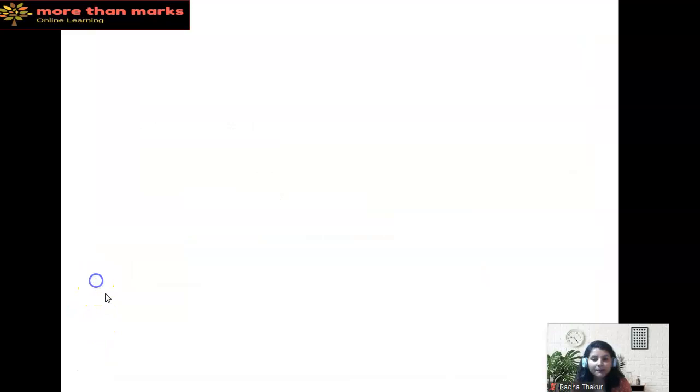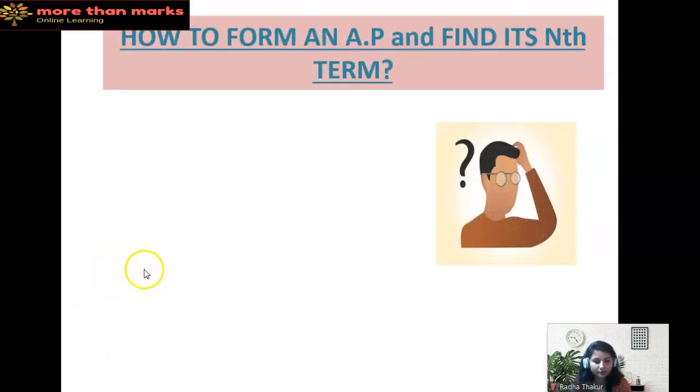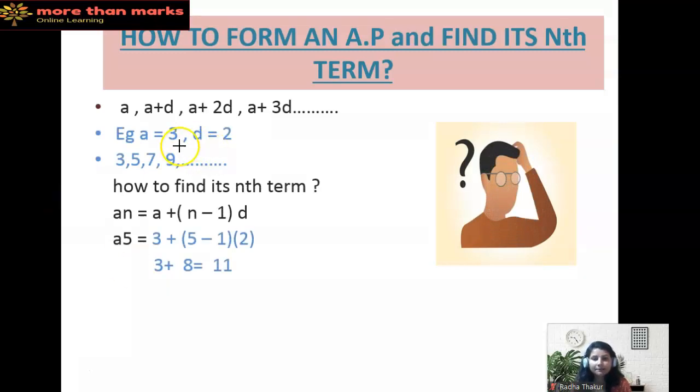Now let's practice some questions on the same, how to find the nth term. So look at this example. Let's take A is 3 and D is 2. First term is 3 and D is 2, and if I want to find A5, the fifth term of the series, then you just use this identity. Put A is 3, then n minus 1, that is 5 minus 1. D is what? 2. So 5 minus 1 is 4, and 4 multiplied by 2 is 8. So 8 plus 3 equals 11.